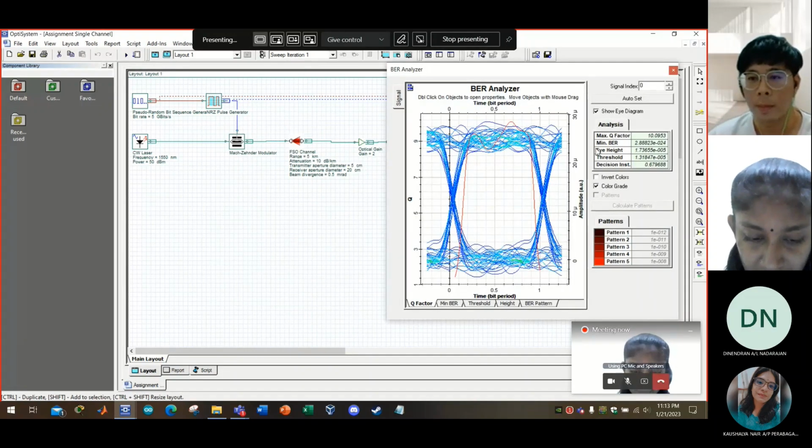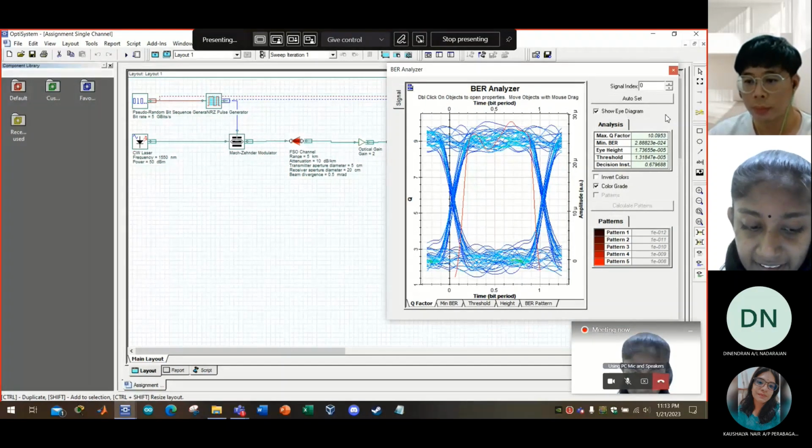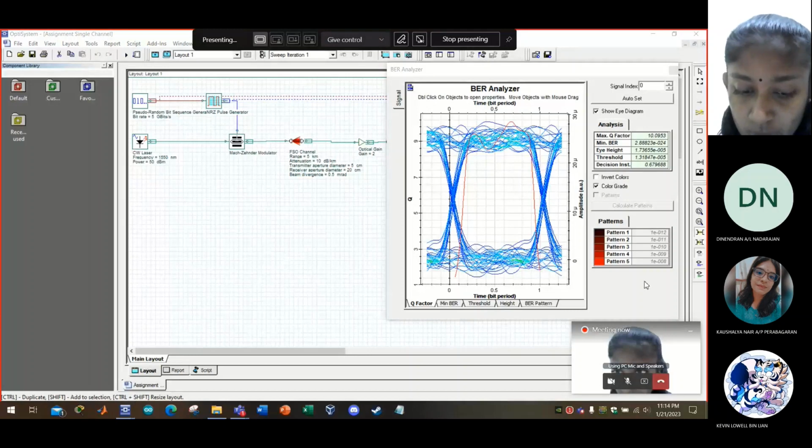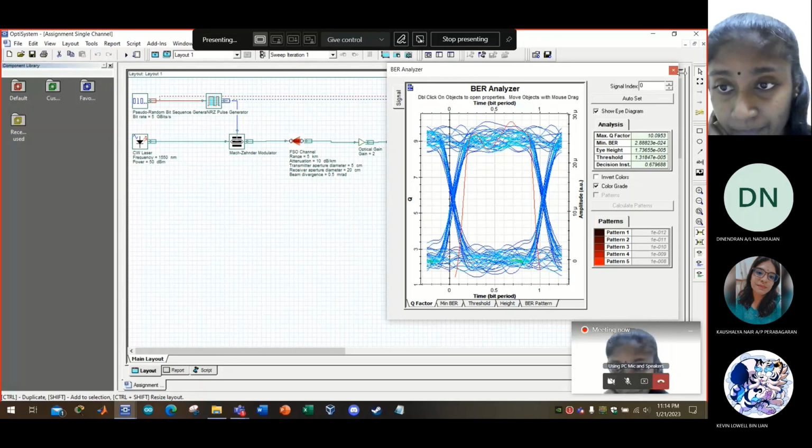For the beam divergence of 0.5 millirad, it has a better Q factor of 10.0953 and a lower BER of 2.8823 e to negative 24.